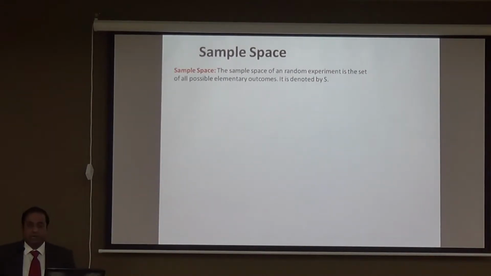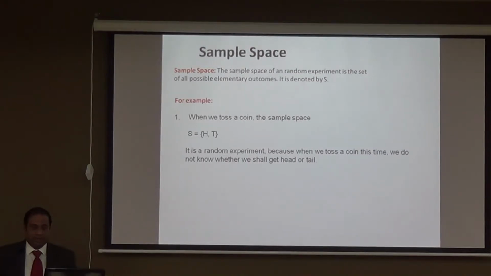The sample space of a random experiment is the set of all the possible elementary outcomes, and it is denoted by capital S. Then we have an example for that. If we toss a coin, the sample space S will become {H, T}. There will be two possibilities, head and tail. So it is a random experiment because when we toss a coin, this time we do not know whether we shall get head or a tail.